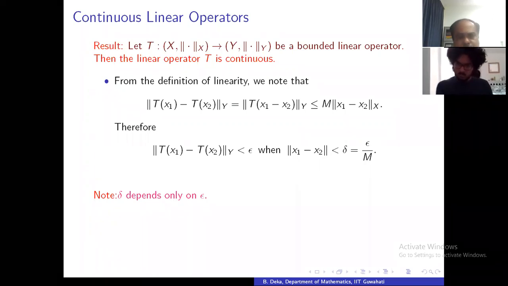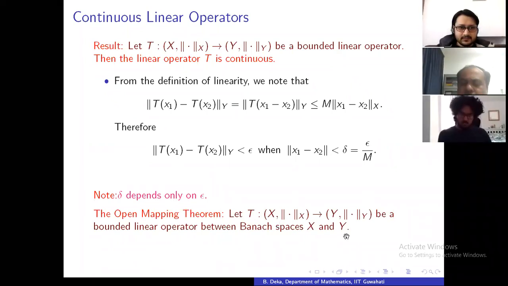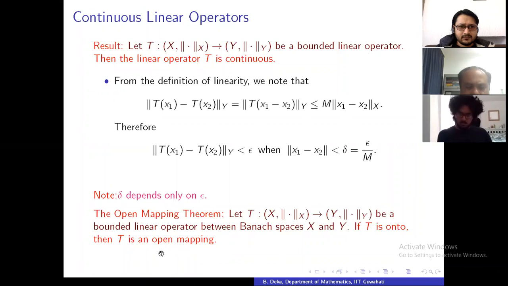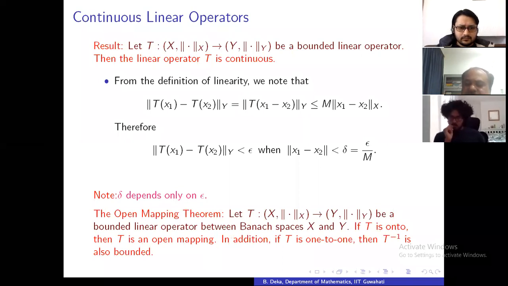Now once you have a bounded map, this gives you a very useful result in functional analysis, known as the open mapping theorem. So what is the open mapping theorem? It tells you that if T is an operator from a Banach space X to a Banach space Y, and T is onto, then T is an open map. So if T is an onto bounded linear map between two Banach spaces, then T is an open map. Open map means it sends open sets to open sets, which is why it is called an open map. And more importantly, in addition, if T is one-to-one and bounded between two Banach spaces, then T inverse is also bounded. So this can be seen as an important corollary of the open mapping theorem.